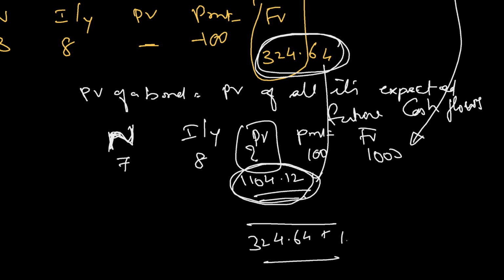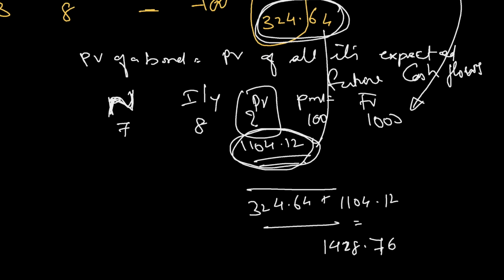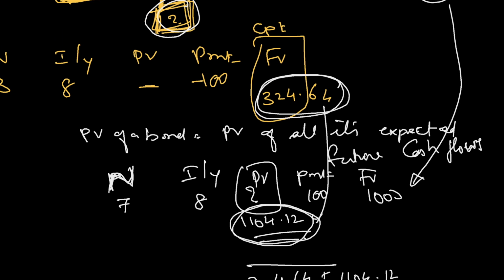When I add these two numbers, 324.64 plus 1104.12, I will get 1428.76. And how much did I invest?